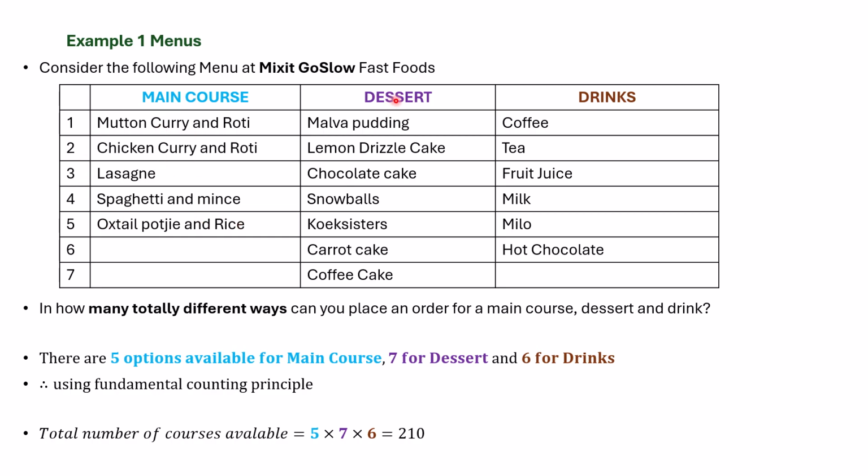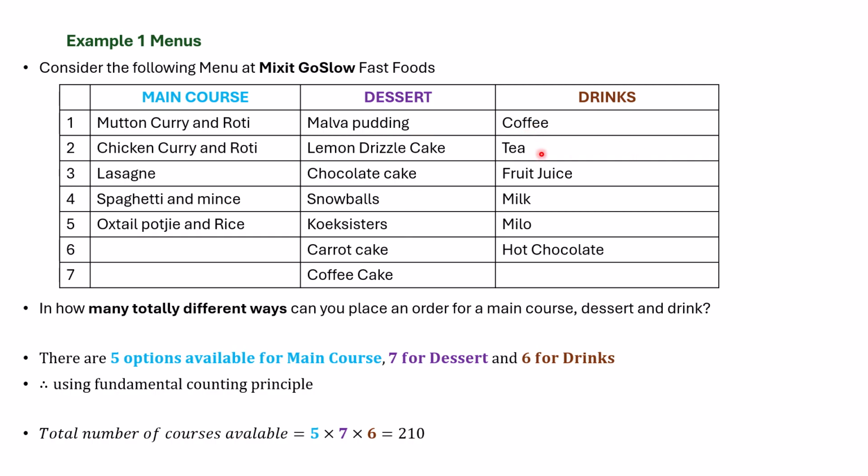If we come to desserts, we have malva pudding, a lemon drizzle cake, chocolate cake, snowballs with a lekker coconut around it. Cook Sisters also nice coconut and syrup that's dipped in, carrot cake, coffee cake. Hope I'm not making you hungry, nah? As you're listening to the video.